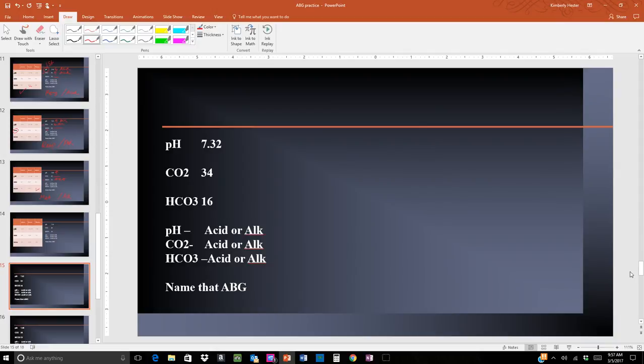Okay, well, let's go down to one. Let's try one that is without our little cheat sheet. So 7.32. We're going to do our two-part question. All right, 7.32 is low, and a low pH means acid. So the second part of our question is acidosis. 34, that's a little low. But the problem is that a low CO2 is alkalotic. That's not acid. So that can't be causing our pH to be off.